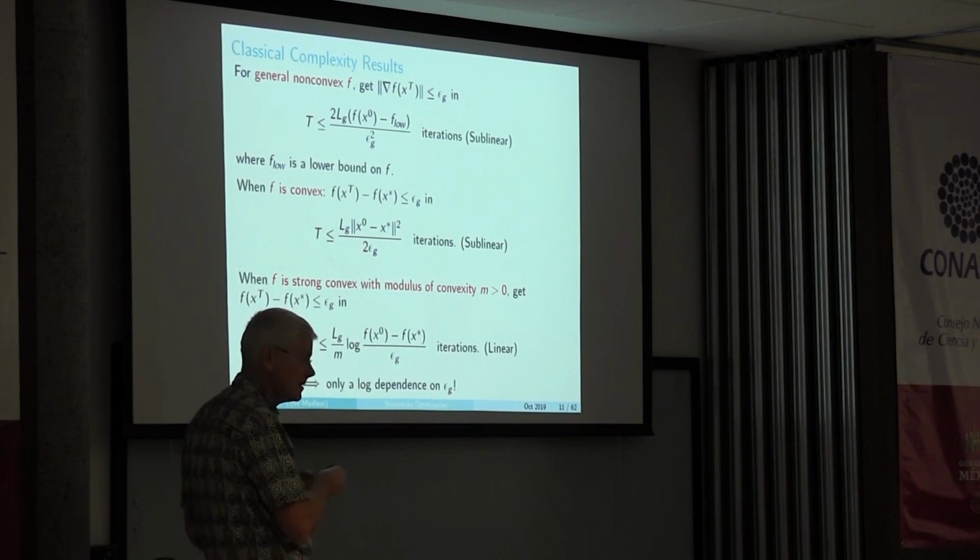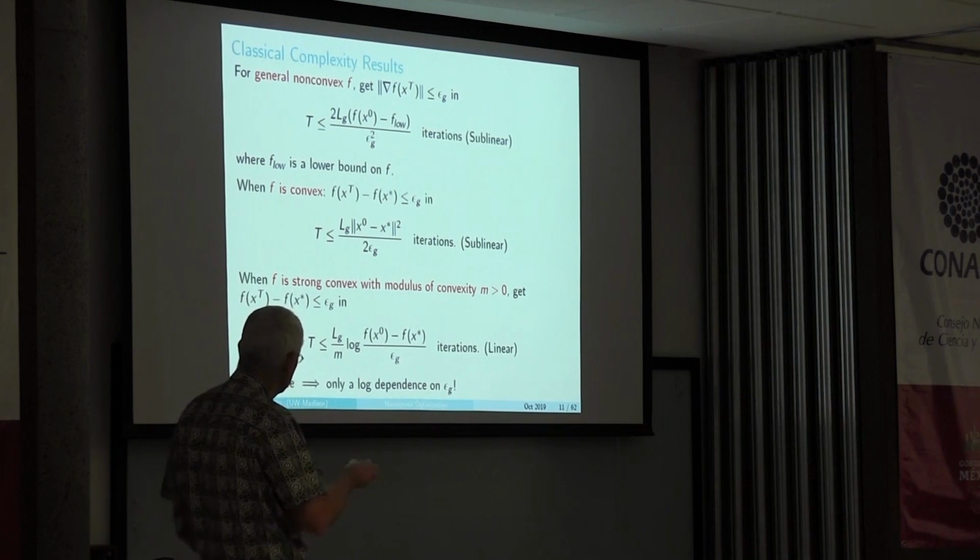So if epsilon is 10 to the minus 3, this is order of 10 cubed, 1,000, and this is order of 1 million. Okay? So this is faster if f is convex. You have some additional structure in f. And you can say even more if f is strongly convex.